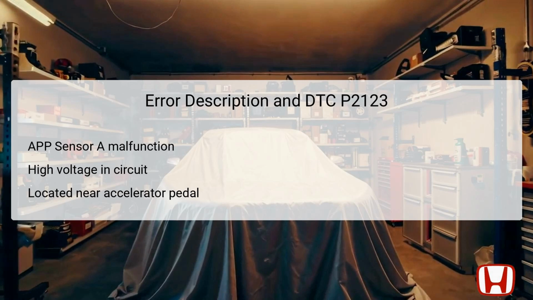When high voltage is detected, it can disrupt the communication between the APP sensor and the engine control module, ECM, leading to potential throttle issues. Thus, understanding the exact role and location of the APP sensor is essential for effective diagnostic and repair processes.